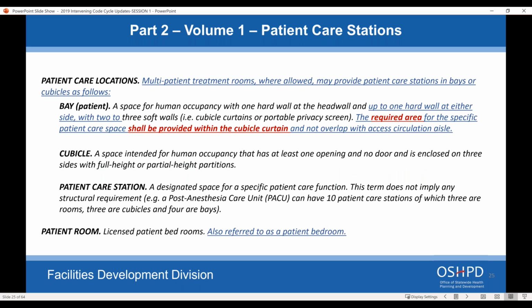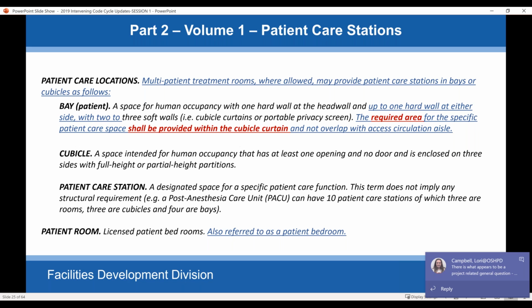Patient care locations has been defined. Multi-patient treatment rooms, where allowed, may provide patient care stations in bays or cubicles as follows. A bay is a space for human occupancy with one hard wall at the head wall and up to one hard wall at either side with 2 or 3 soft walls.